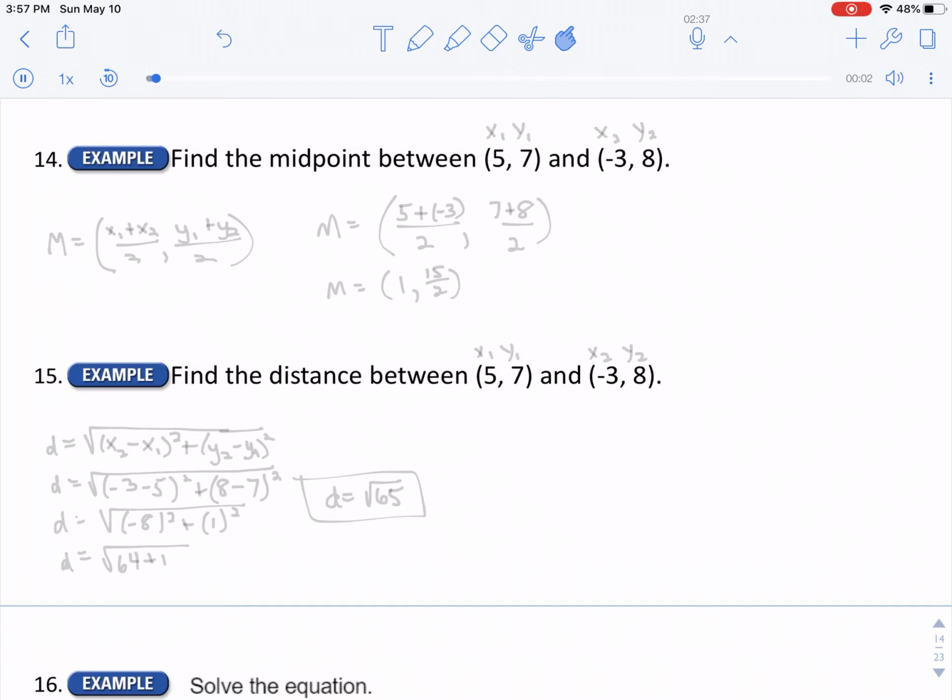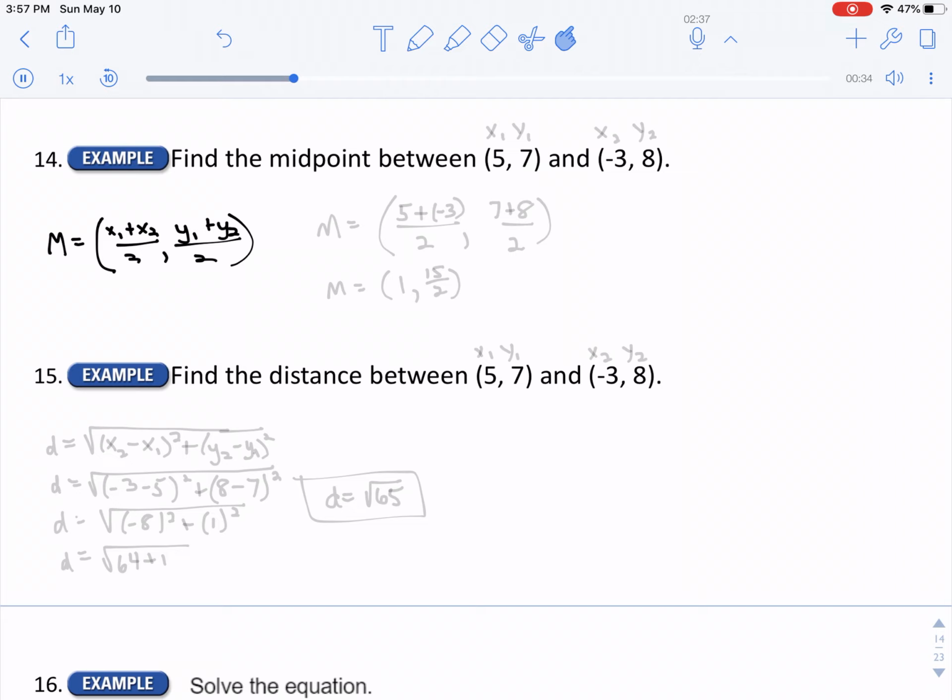This is a review for semester exam, problems 14 and 15. So we have two formulas here that we're going to need. First of all, for the midpoint. For the midpoint formula, the formula says that you take parentheses, x sub 1 plus x sub 2, divided by 2, comma, y sub 1 plus y sub 2, divided by 2. And that's the midpoint formula.